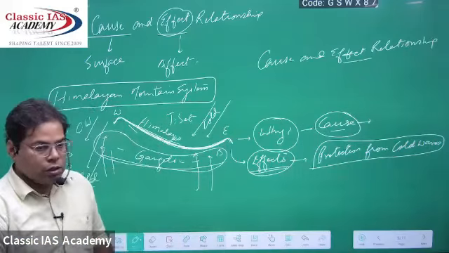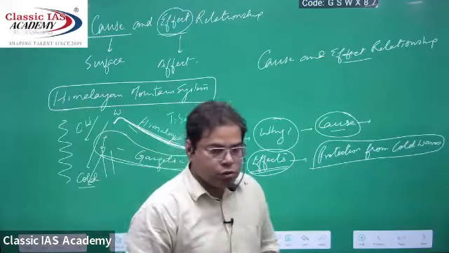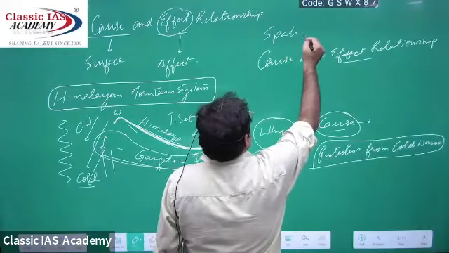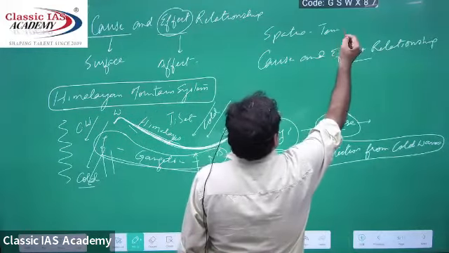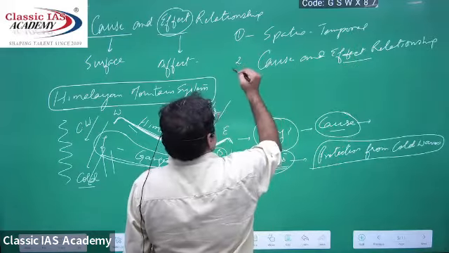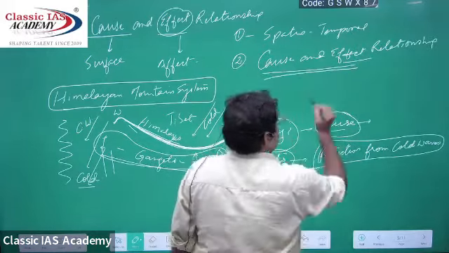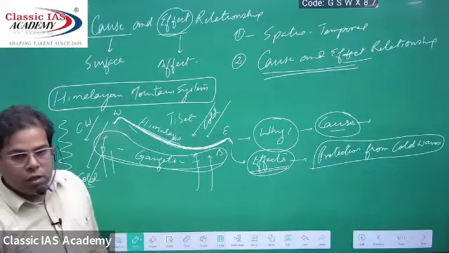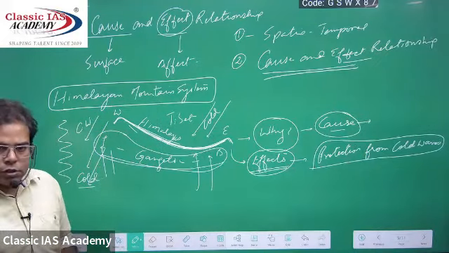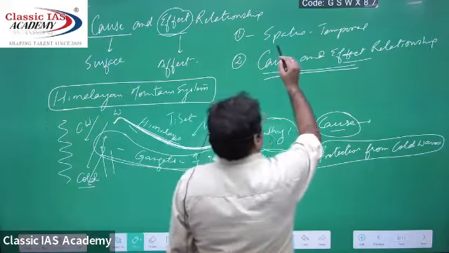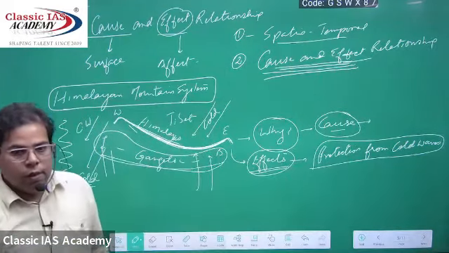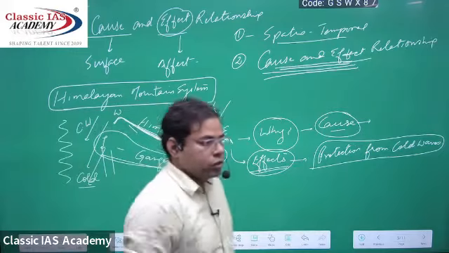Geography studies always in two parameters. One, spatio-temporal. Number two, cause and effect relationship. Right? So whatever you study there in the syllabus of the geography, optional GS, all of this is studied under the two titles or two parameters: spatio-temporal and the cause and effect relationship.